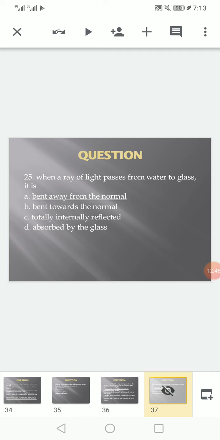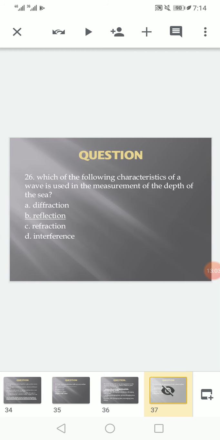When a ray of light passes from water to glass, what happens? The question says when a ray of light passes from water to glass, it is bent away from the normal. Again, when a ray of light passes from water to glass, it is always bent away from the normal.